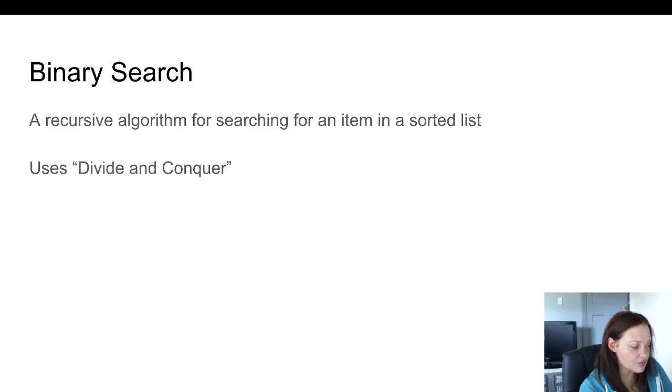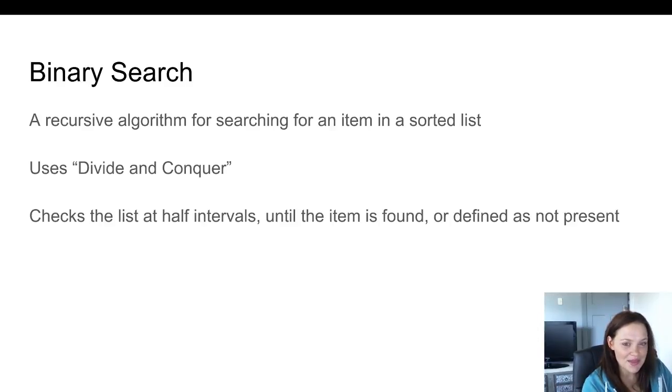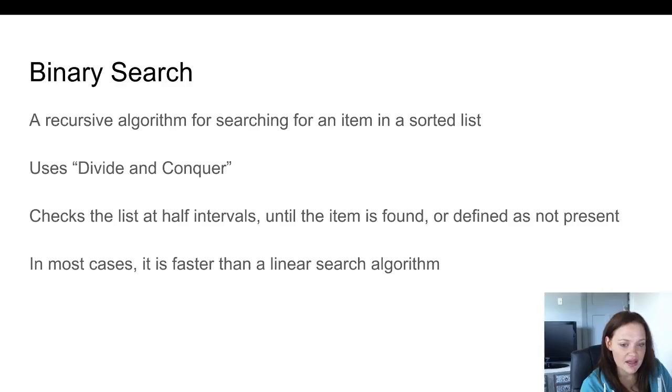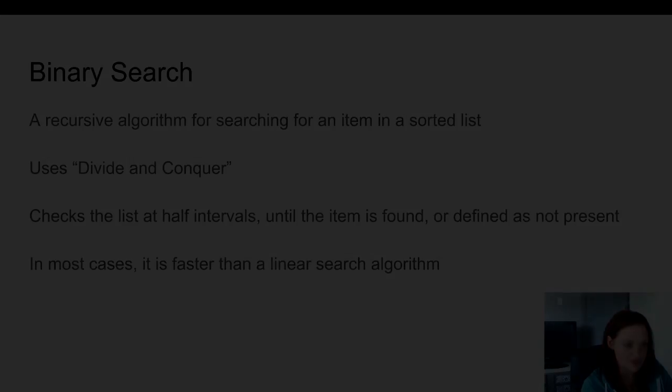That just means that, like with most recursive algorithms, it's going to keep making the problem space smaller and smaller and smaller, and by doing that it's going to get to the solution quicker. You'll see what I mean in a minute once we're going through the example. It'll check the list at half intervals until the item is found or it's determined to be not present. That'll make way more sense in a moment. And in most cases it is going to be faster than a linear search. Not in all cases, depending on the way the data list is sorted, but in most cases it will be.